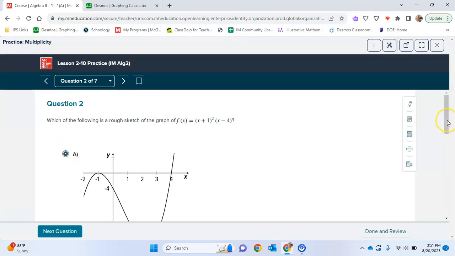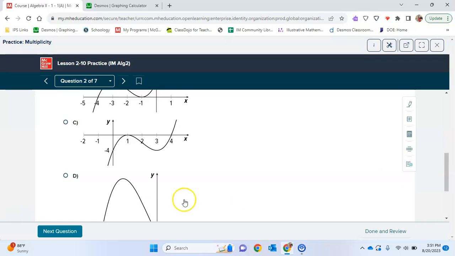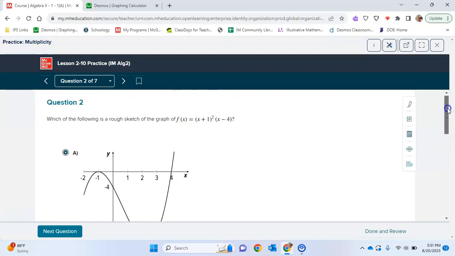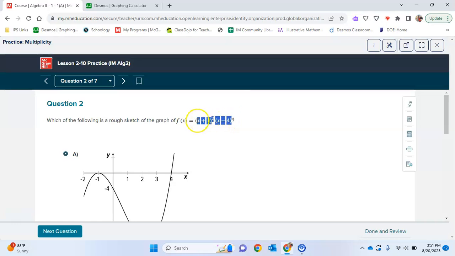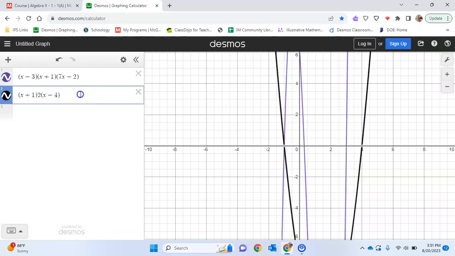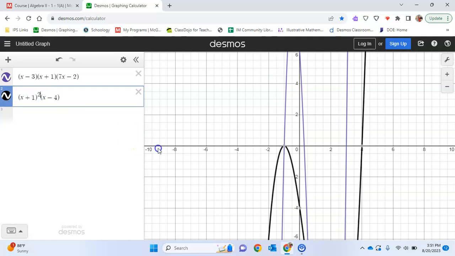I believe this is the answer also. Let's look at the others. Touches at 4. That touches at negative 4, but it has an intercept at 1. And that touches at 4. Alright, so that is correct. Again, if you want to copy it and paste it, check your work. Control C, Control V. You have to change this to a square. It's not the same. Shift 6, 2. Alright, and you can see it is correct.